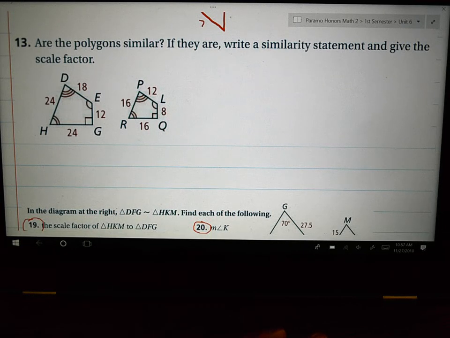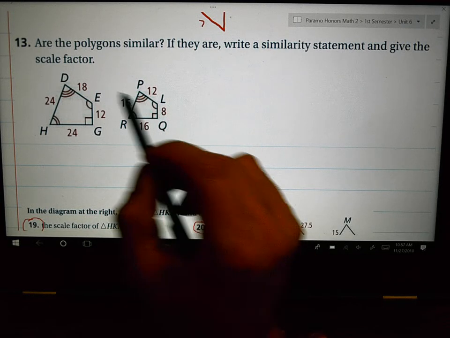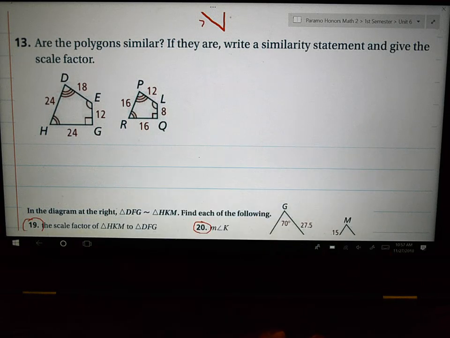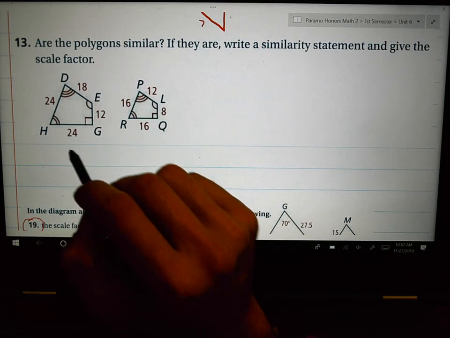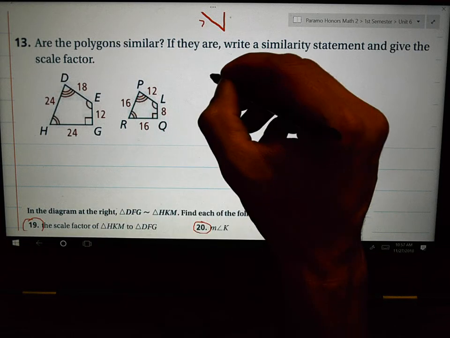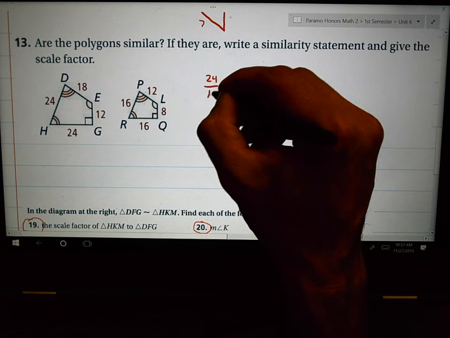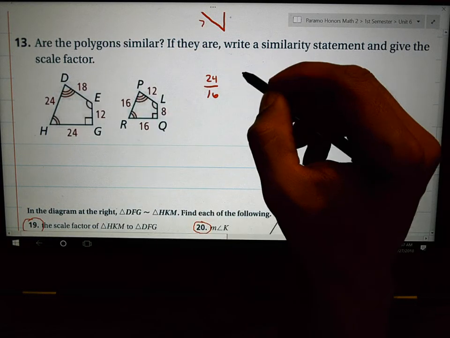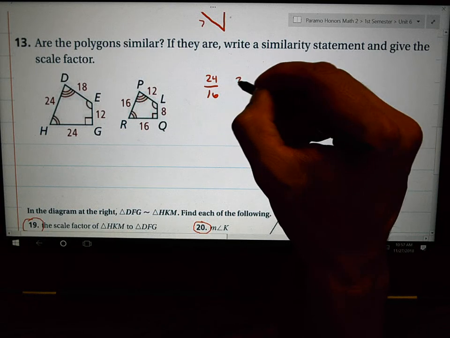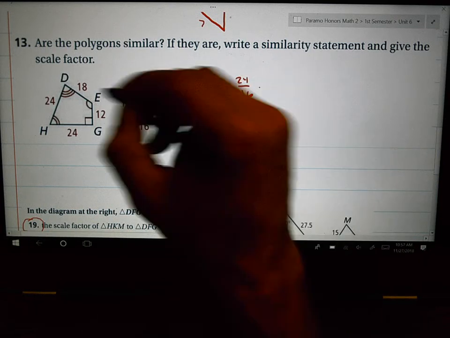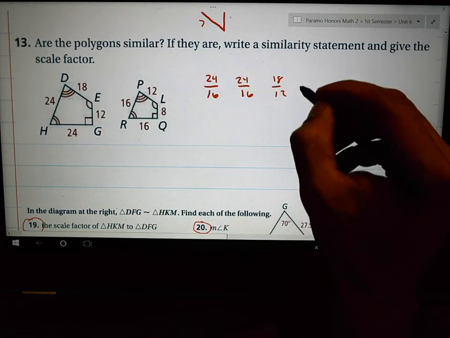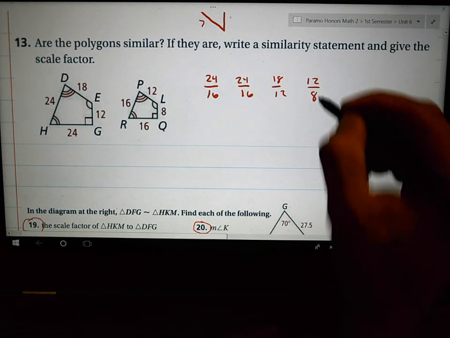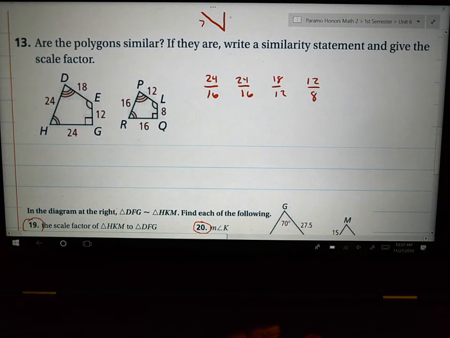Are they similar? Most likely. Let's check to see if their sides are proportional. I'm going to check and see by doing, let's see, 24 over 16. It's the same thing. 18 over 12. And the right side is 12 over the right side, which is 8. I'm just going to check these things and reduce them.